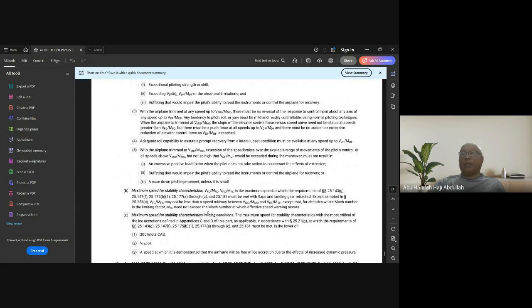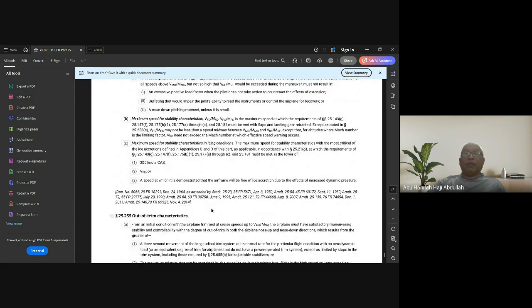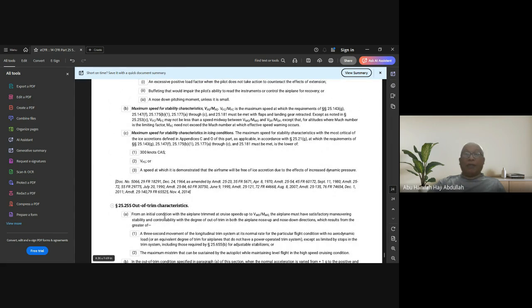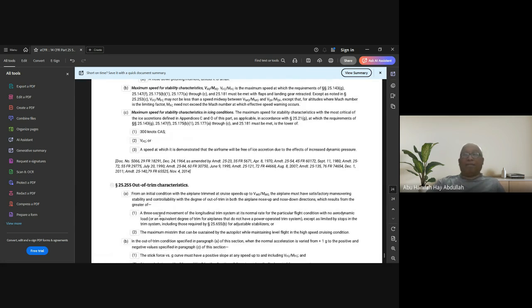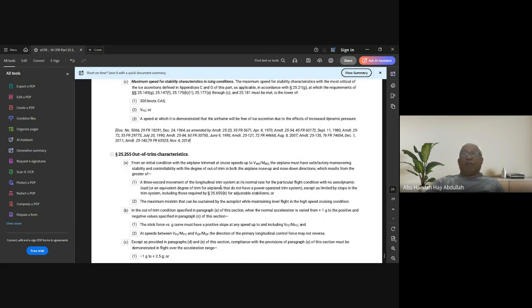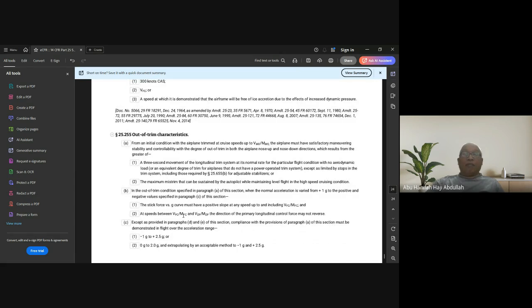And the last one is out of trim characteristics. For any initial condition with the airplane trimmed at cruise speed, the airplane must have satisfactory maneuvering, stability, and control with the degree of out-of-trim involving airplane nose up and nose down. If you are out of trim, you must still be able to maneuver, with satisfactory maneuvering, stability, and control in the out-of-trim condition. A 3-second movement, so those are the details here. All these are flight tests.